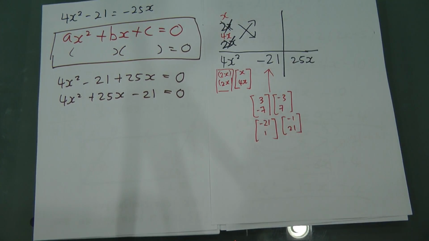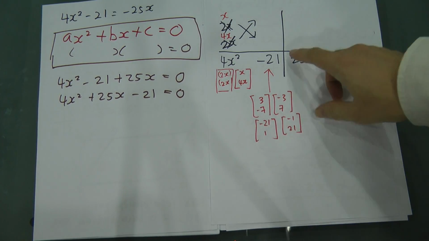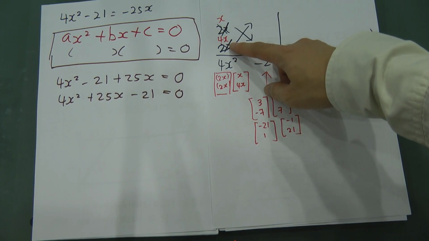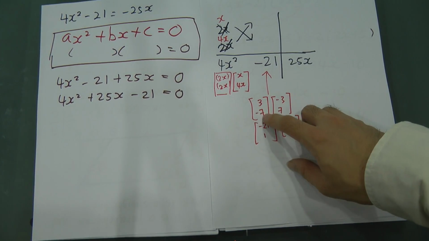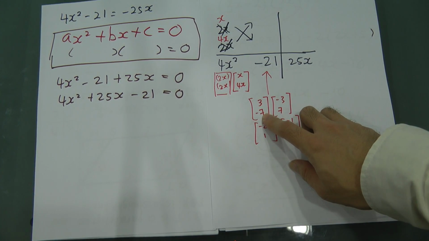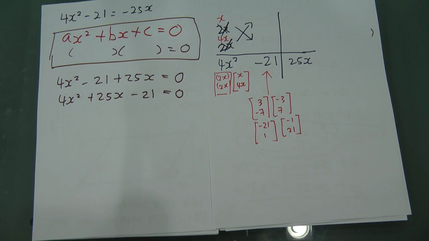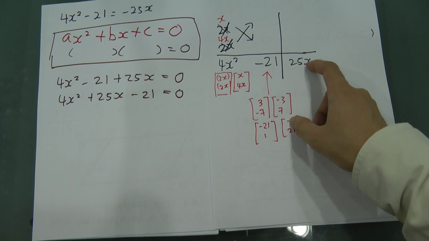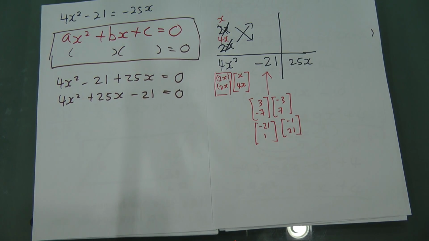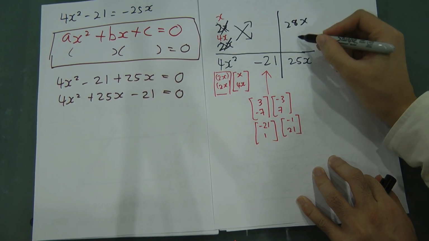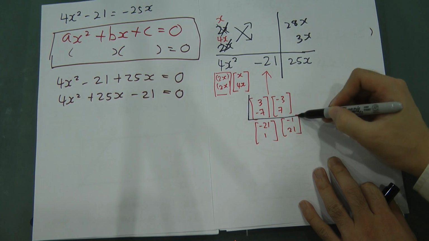Second combination. When x and 4x, because my objective is to get 25x. If 4x multiply 7, we have 28x. And then 3 multiply x, we have 3x. 28x and 3x. Actually, we can get this one because we want to get positive. Now we got 28x and 3x. If we put in this combination.